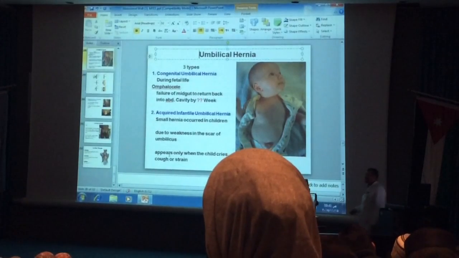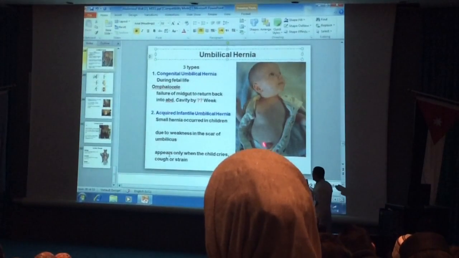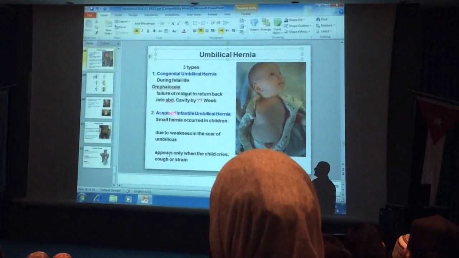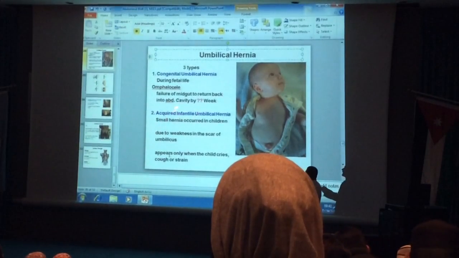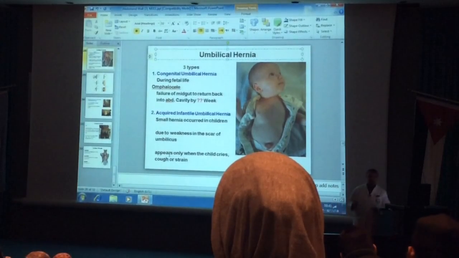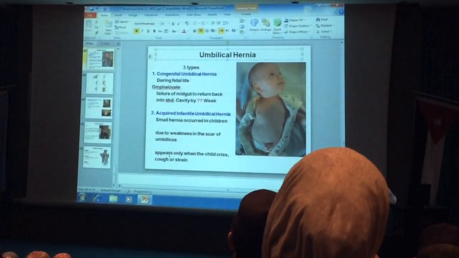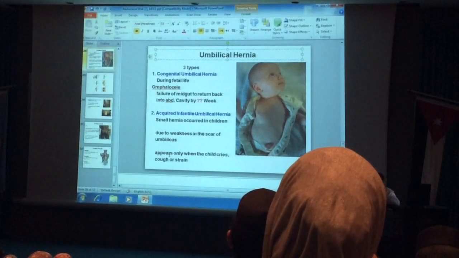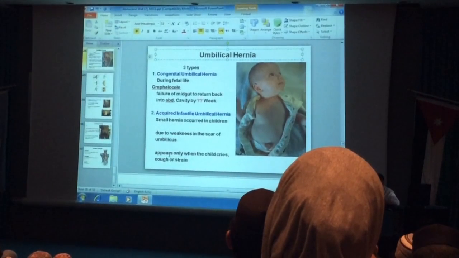Now sometimes another kind of hernia happens after birth. It's acquired, so it's not congenital. Acquired infantile, in the infants. So what's the difference between infant and fetus? Embryo. When?